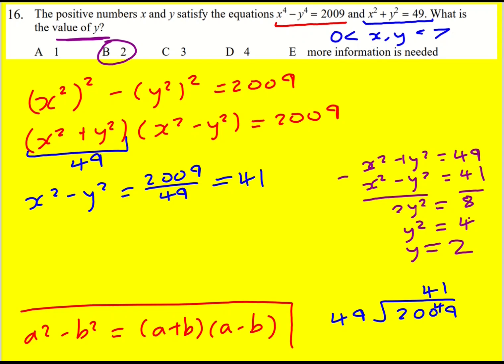And if we put it back in, we would get x squared equal to 45. And then x would be root 45. So we don't get a very nice number for that one particularly, but that is our solution. X is going to be root 45, y is going to be 2. Nice one.